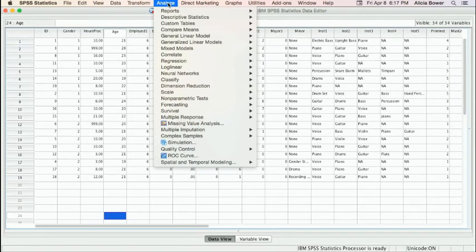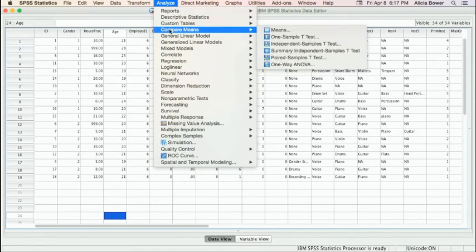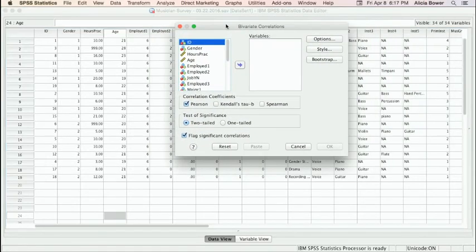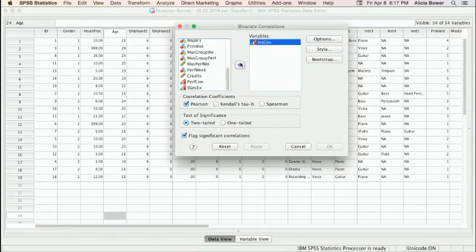So again, analyze. This time, instead of going to comparing means, because we're not comparing means, we are looking at relationships among variables. So you can just go to correlate and do this one called bivariate, meaning two variables. So two variable correlation, bivariate correlation. So we're clicking on that, and again, you get this dialog box, right? And in here, you just want to say what variables you want to look for a relationship between. So I want to go down to, right down here, instrument confidence. So how confident you are in your instrument, and performance confidence, how confident you are in your performance.